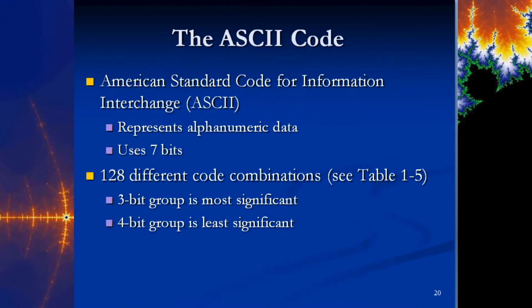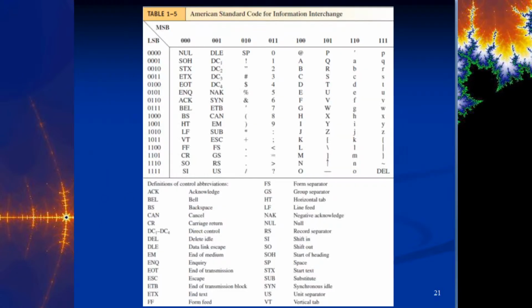Okay, so the other non-weighted system we're going to talk about is the ASCII code, American Standard Code for Information Interchange. And that's how we represent our alphanumeric data, how we represent our punctuation, all that good stuff. It uses 7 bits for all of the different keyboard entries that we might have. Okay? And this is what it looks like.